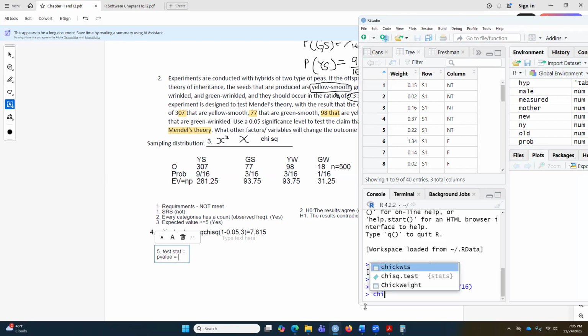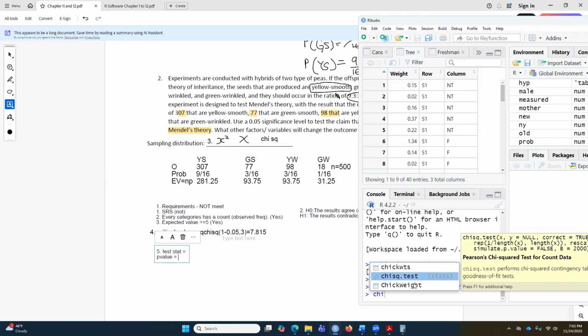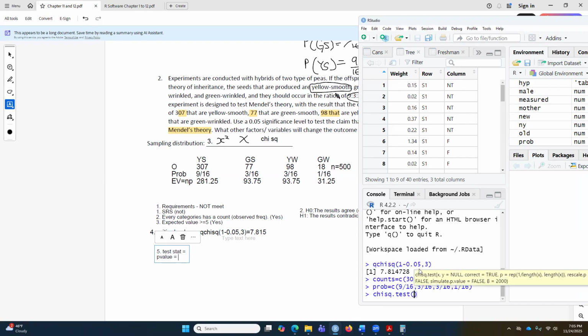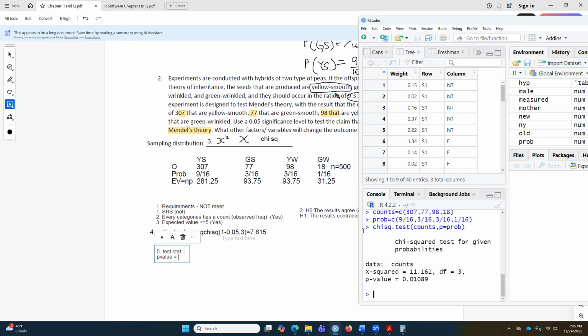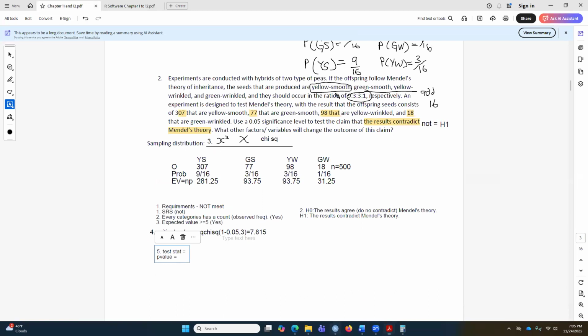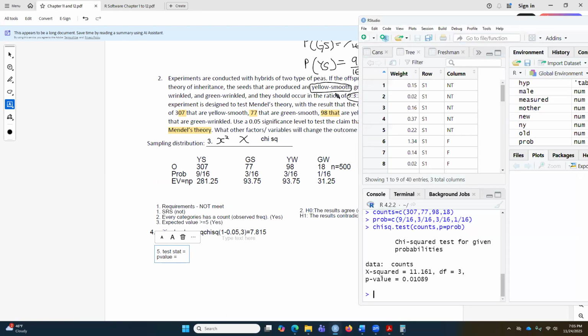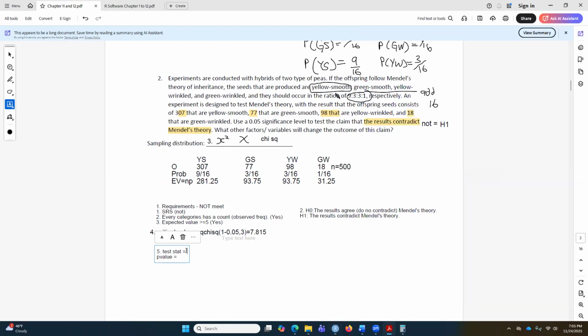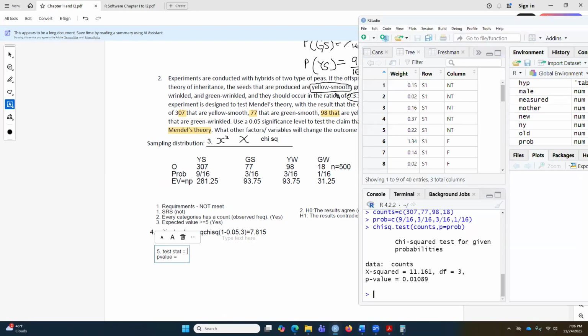And then you do the chi-square test. Yep, this one. And then you do counts, and p equals prop. So this is the last statement you're going to do: chisq.test, counts, p equals prop. And you will get the test statistic, which will be the chi-square value given in your RStudio here, which is 11.161. And the p-value is 0.01089.